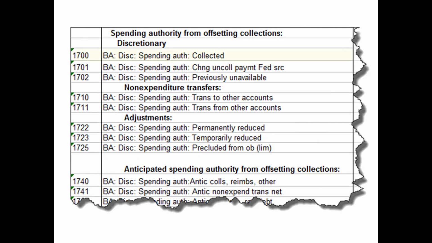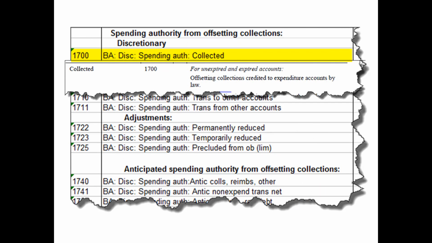The first line in this series is 1700, collected spending authority. This is defined as offsetting collections credited to expenditure accounts by law. This is the amount of your discretionary spending authority from offsetting collections that has been actually collected.